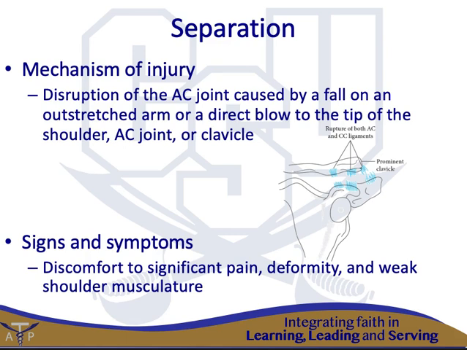The higher grade of separation requires greater rehabilitation and possibly surgery in order to get back complete shoulder function. Typical mechanisms include a fall on an outstretched arm or a direct blow to the tip of the shoulder, AC joint, or clavicle. We see signs and symptoms including discomfort to significant pain depending on the degree or grade of injury. Deformity increases with the grade of injury. Usually with a grade 3, we do see some deformity and weak shoulder musculature.